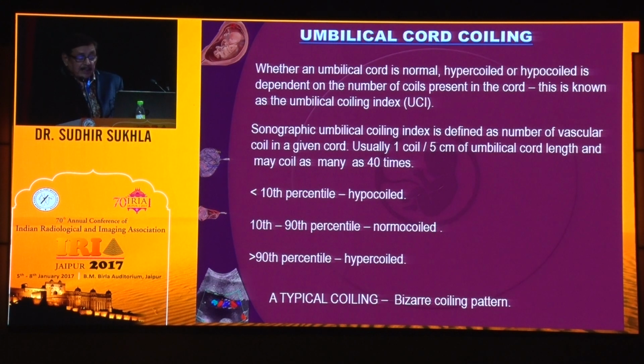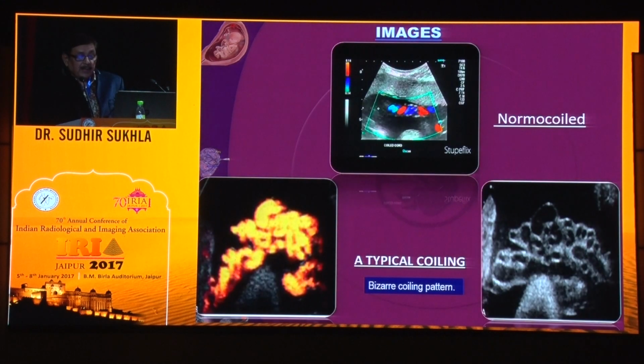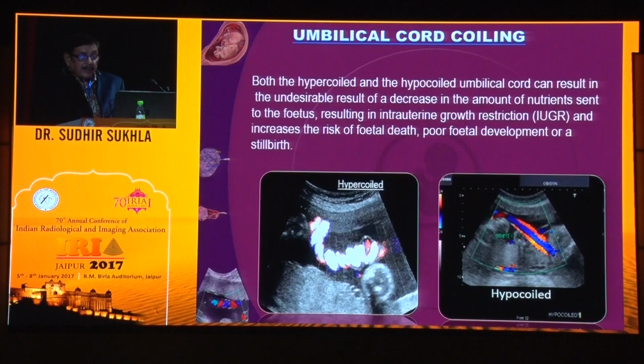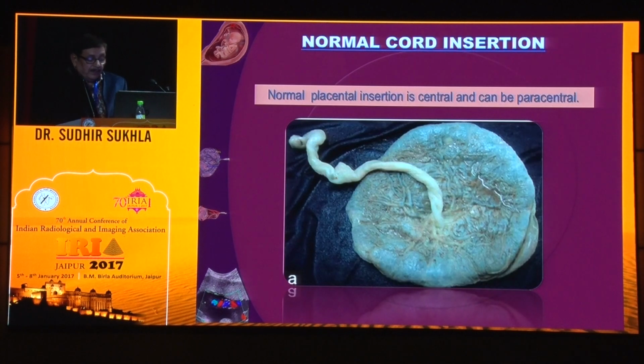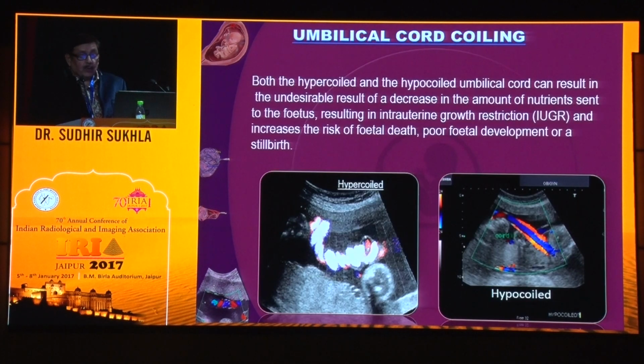Below the 10th percentile is hypocoiled, above the 90th percentile is hypercoiled. Then there can be atypical coiling also, a bizarre pattern. Here is the picture: you are seeing a hypercoiled umbilical cord, and this is a hypocoiled cord.